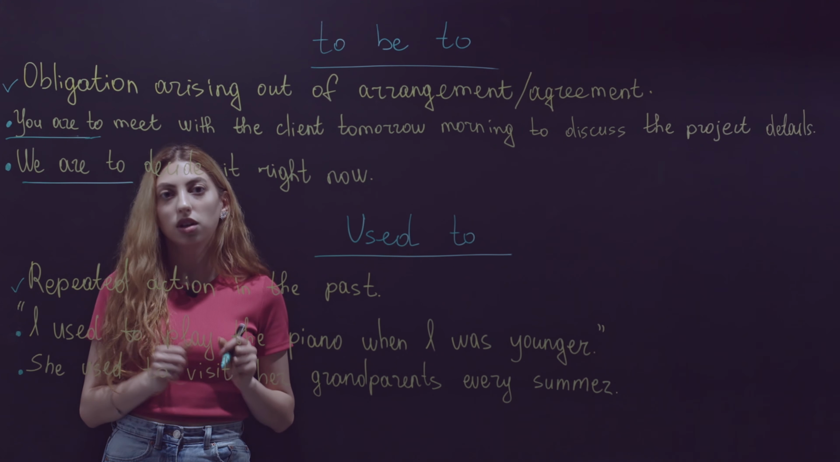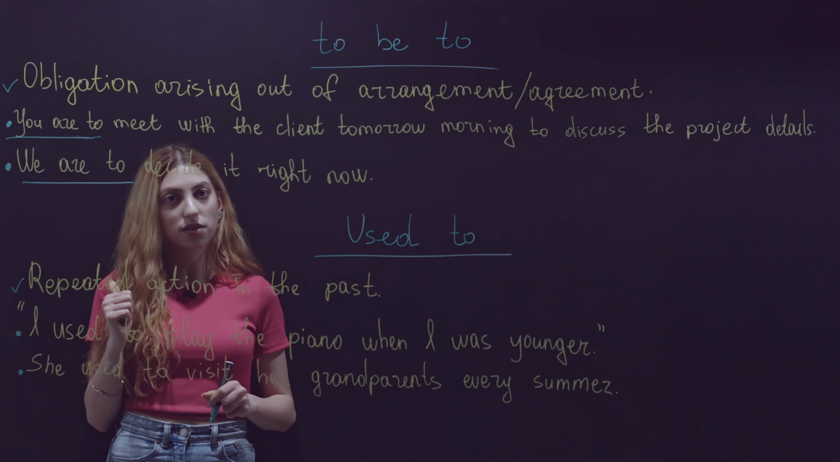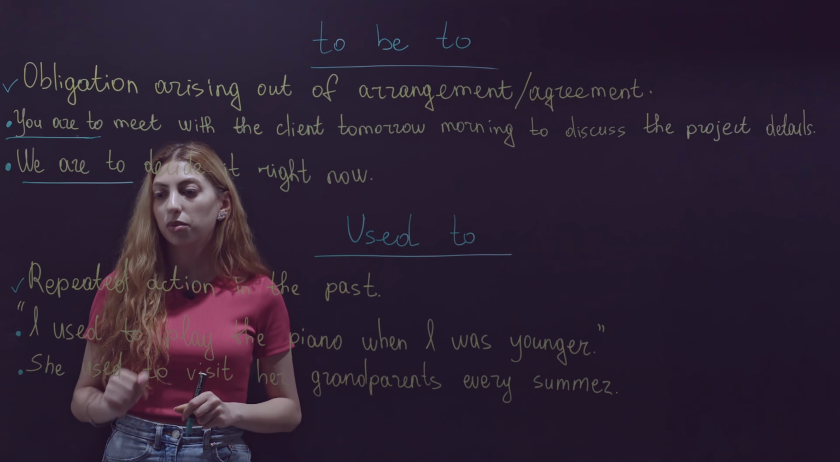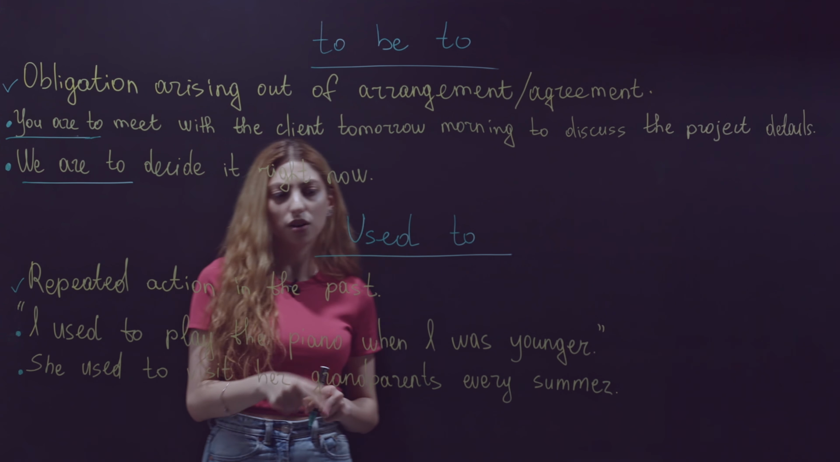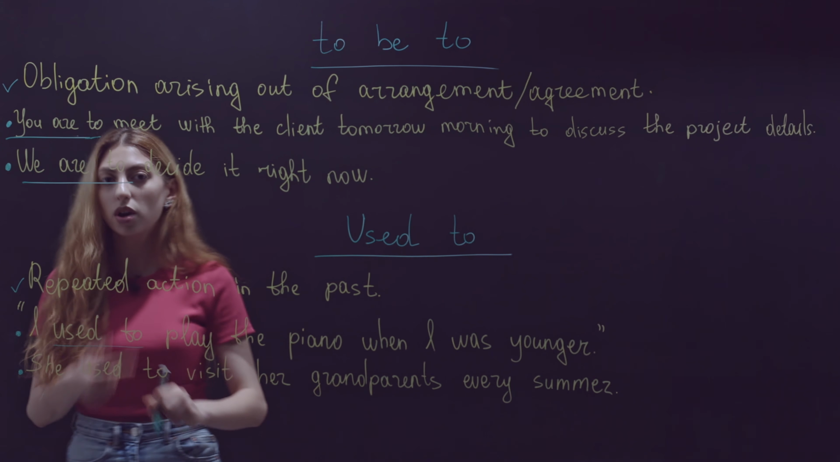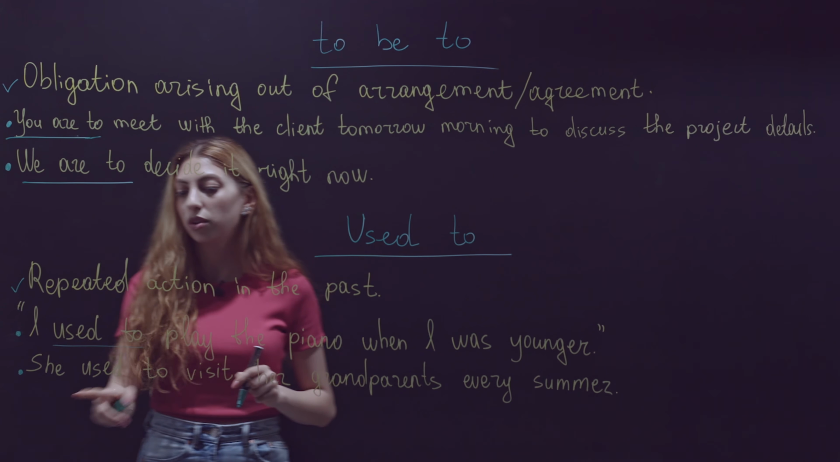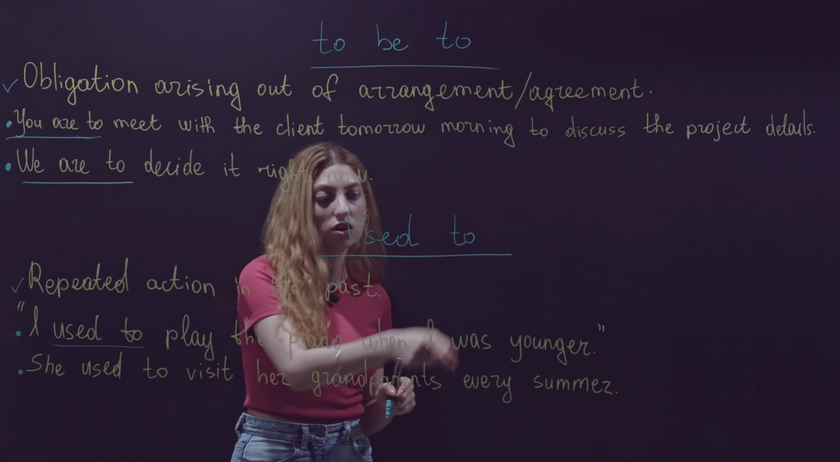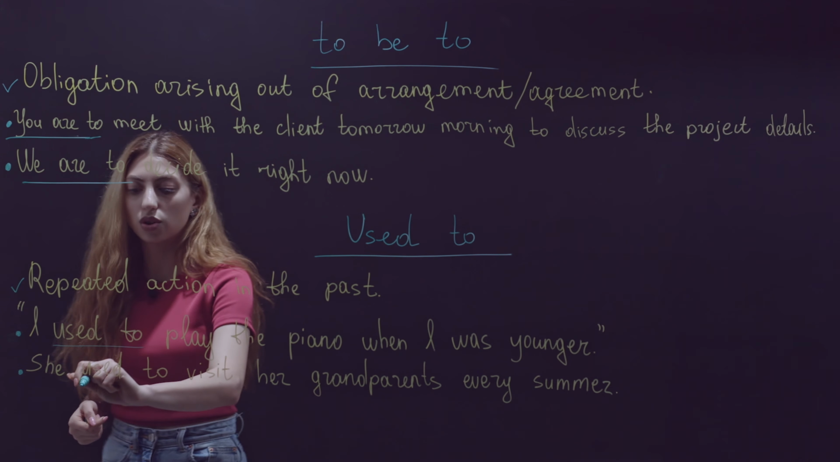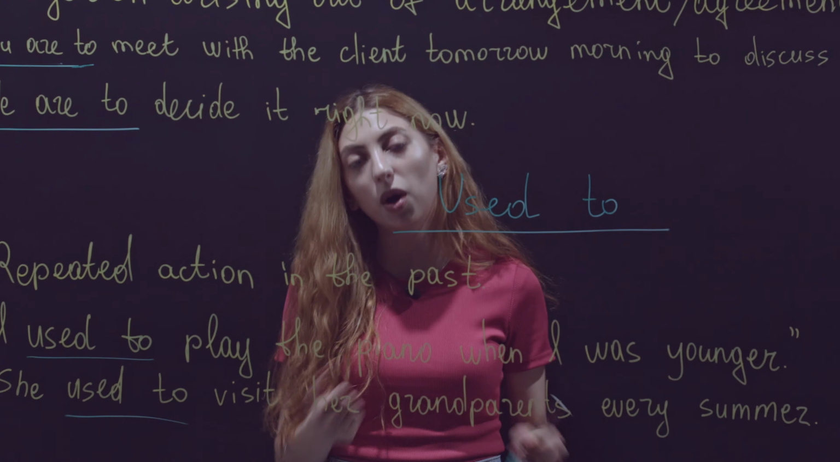We can use used to when we are speaking about repeated action in the past. For example, I used to play the piano when I was younger. I hope you understand the structure and the form and the logic how we can use used to. For example, she used to visit her grandparents every summer. This is all about used to and to be to, and this is all about modal verbs.